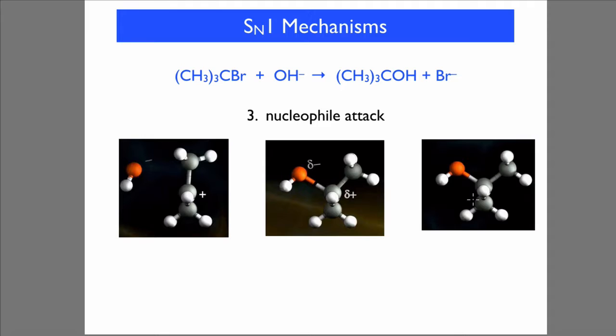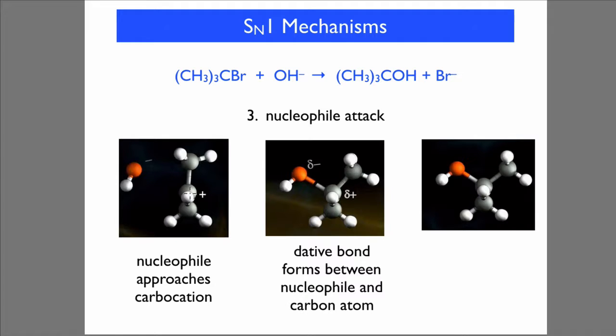And once the carbocation is formed, we then get nucleophilic attack. The hydroxide ion you can see here, which is negative, is going to be attracted to the positive carbocation in the center there, and we're going to get a bond formed between the two. So it approaches, a dative or coordinate bond forms as the hydroxide ion donates a pair of electrons to form the new bond, and you get the final product.